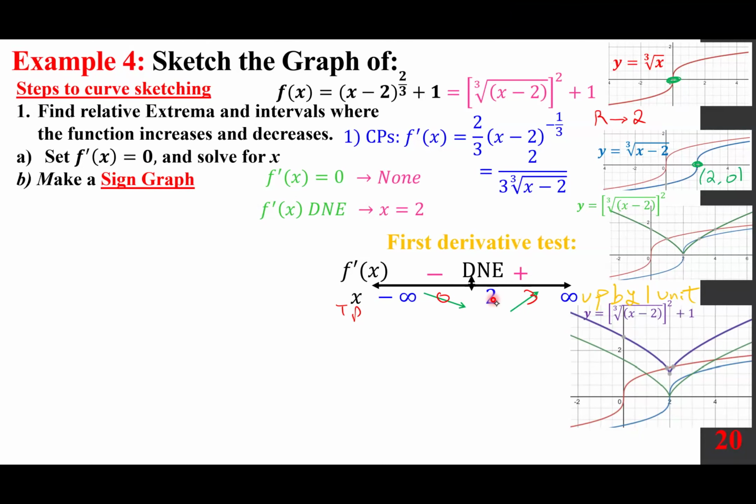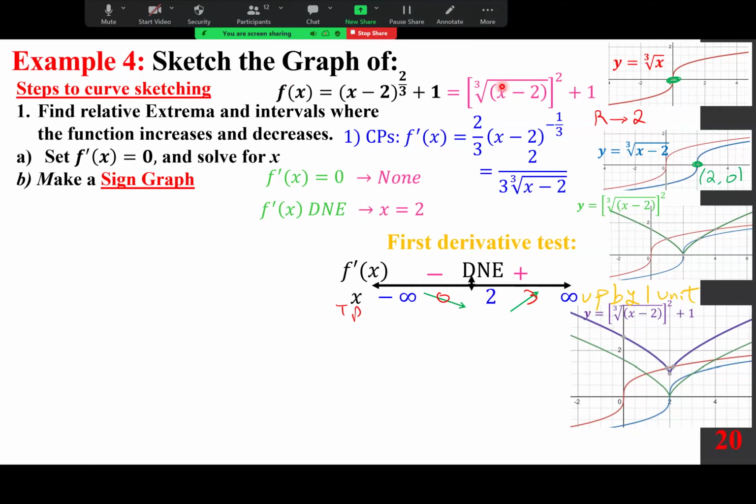Now, if we plug back into the original function, this one is easier. This is not too bad. 2 makes this 0. So the answer is 1. So local minimum is equal to 1 at 2 comma 1. What about max? We don't have anything. No local max.